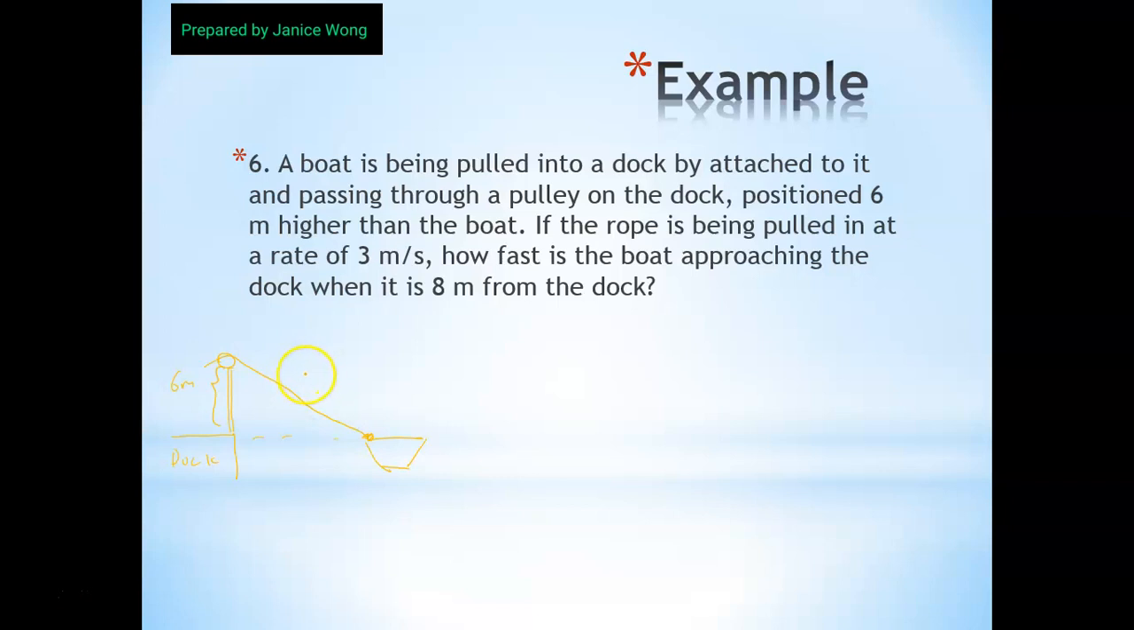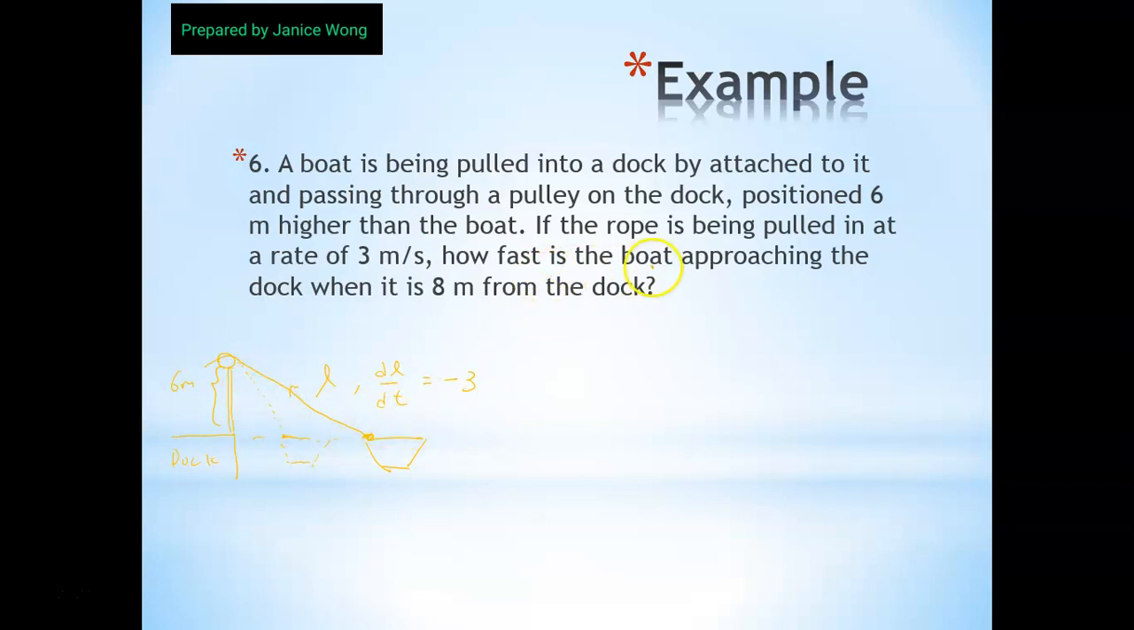If the rope is being pulled in at a rate of 3 meters per second, let's say this rope, I let it be L. According to the information, dL over dt is negative 3. Why do I put negative? Because when I pull this rope, the boat will be nearer to the dock, and the rope, do you notice, is shorter.